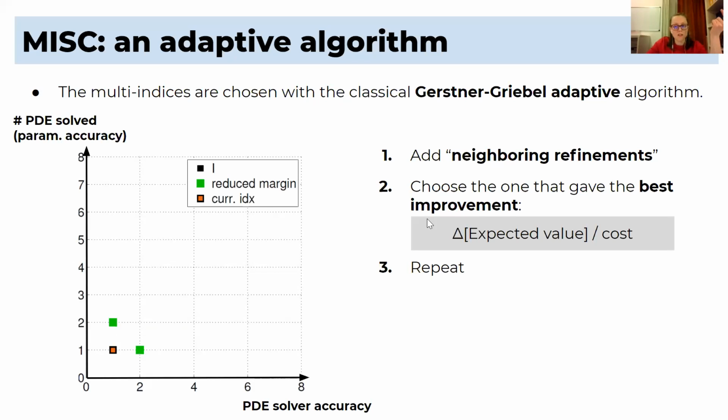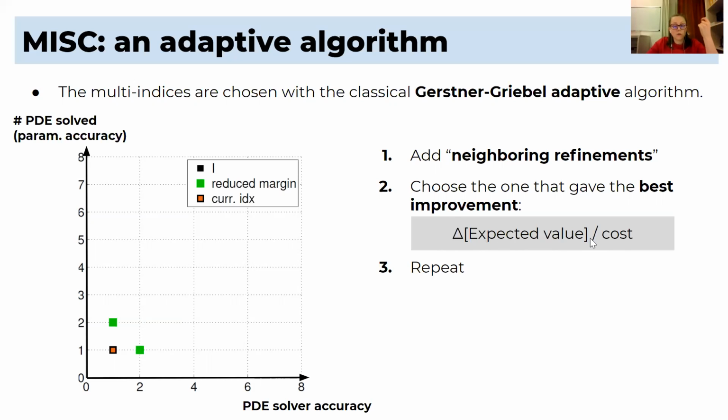And the choice is based on the best improvement. So which one of the two gives the best improvement? And the improvement can be measured in several ways. What we choose here is to go in the direction which gives the best improvement in terms of the expected value. So that's what is written here, delta expected value.